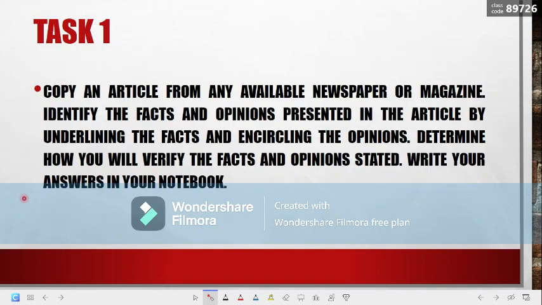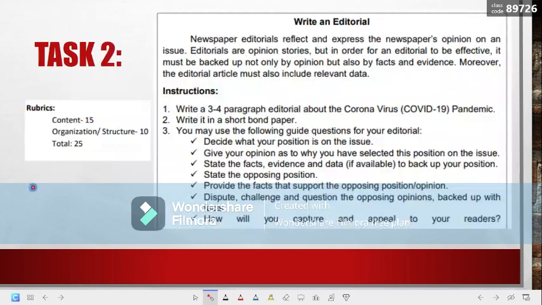Okay, now let us proceed to the different tasks. Let's start with task number 1. Copy an article from any available newspaper or magazine. You have to write all your tasks or place all your tasks in your philosophy activity notebook. Identify the facts and opinions presented in the article by underlining the facts and encircling the opinions. Determine how you will verify the facts and opinions stated. Write your answers in your notebook.